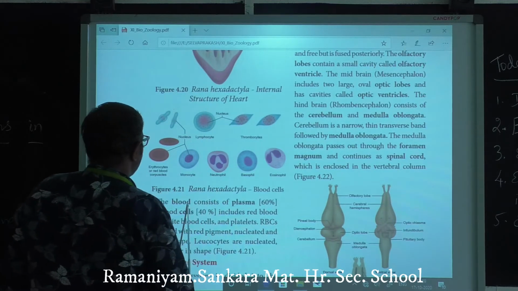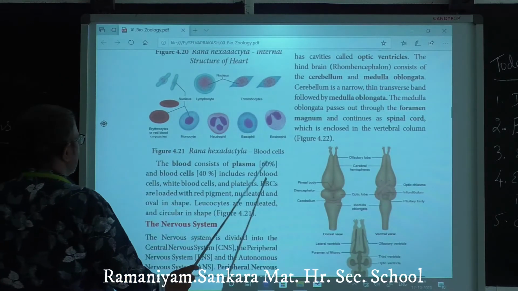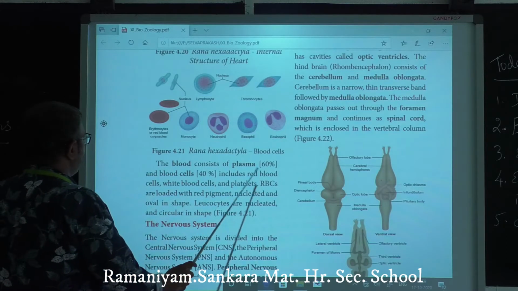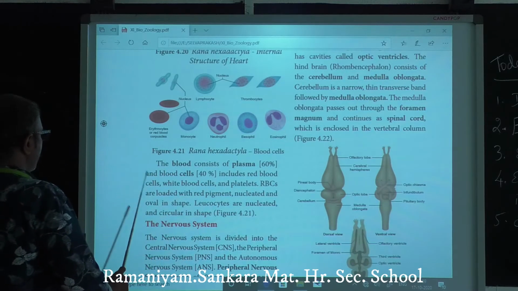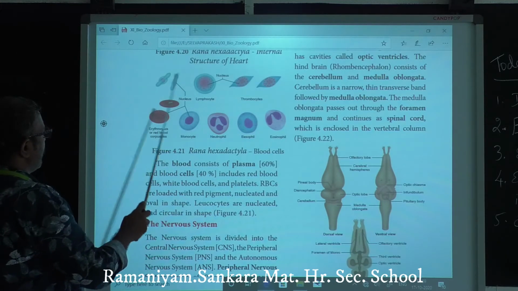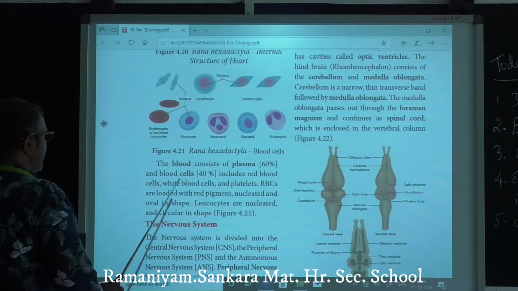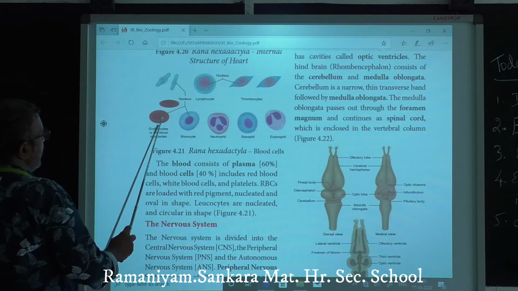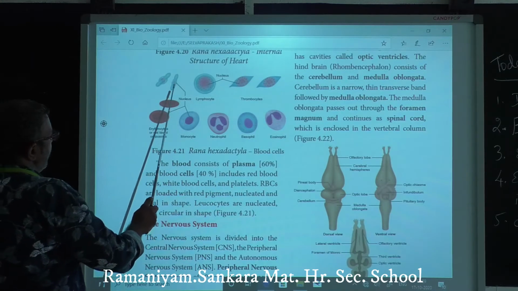The blood consists of plasma 60% and blood cells 40%. Red blood cells are also called erythrocytes or red blood corpuscles. Blood cells include red blood cells, white blood cells and platelets: RBC, WBC and platelets.